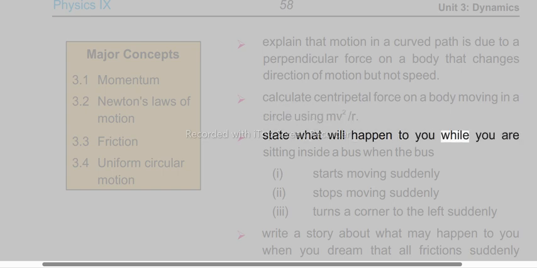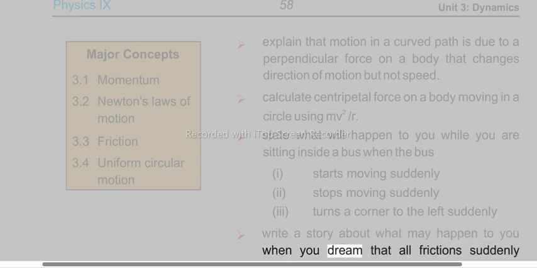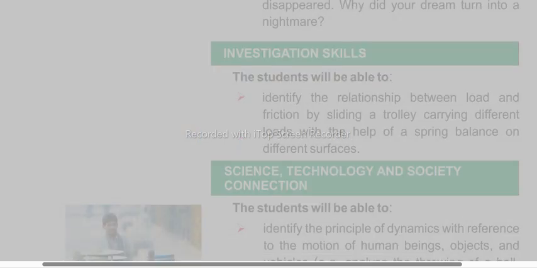State what will happen to you while you are sitting inside a bus when the bus: 1, starts moving suddenly, 2, stops moving suddenly, 3, turns a corner to the left suddenly. Write a story about what may happen to you when you dream that all friction suddenly disappeared. Why did your dream turn into a nightmare?